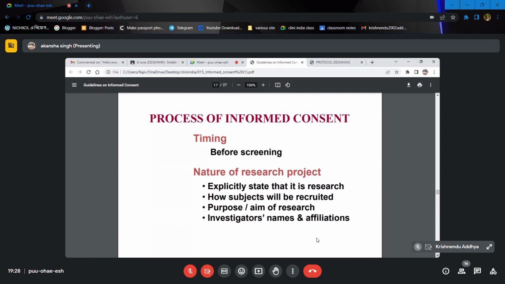How will you recruit a subject in your study? What process will you follow if you are in the investigator's place or the sponsor's place? What plan will you make to recruit the subject? Yes, they can come for the study, right?